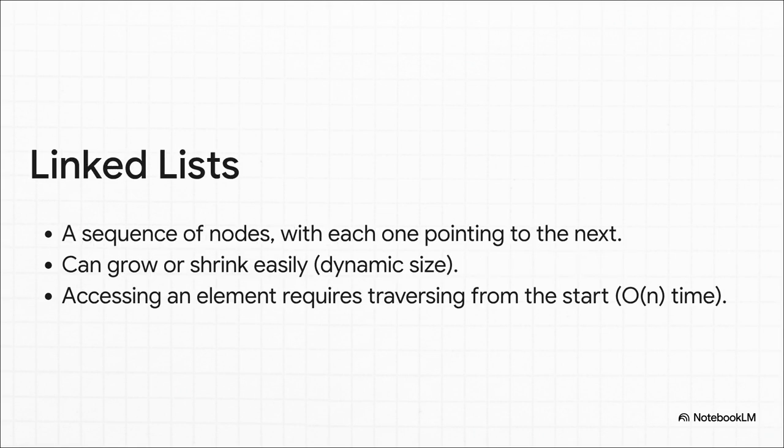Next up is the linked list, and this shows a totally different trade-off. Picture a train. It's really easy to add or remove a car from the middle, right? You just uncouple and recouple the links. That flexibility is its superpower. The downside? If you need to get to the 50th car, you have to walk through the first 49 to get there. You can't just teleport.